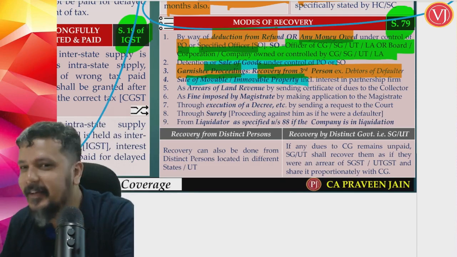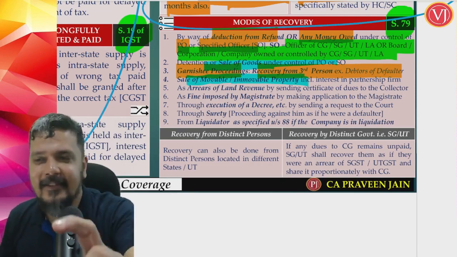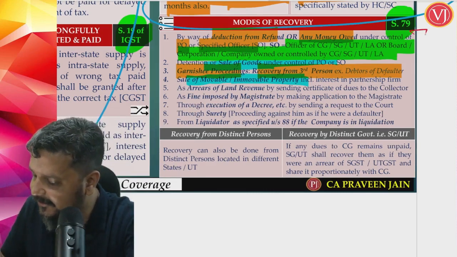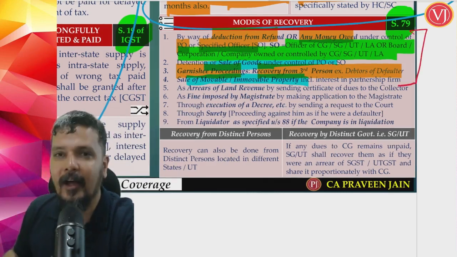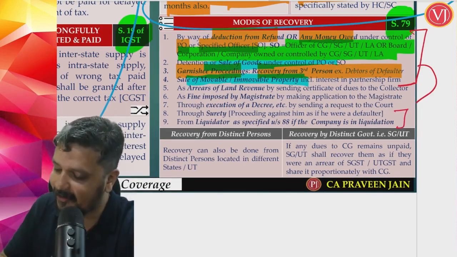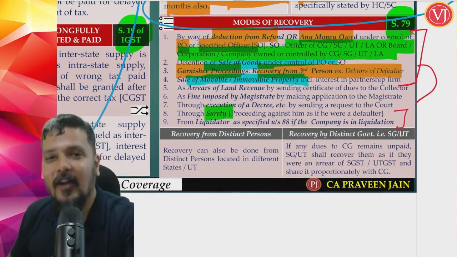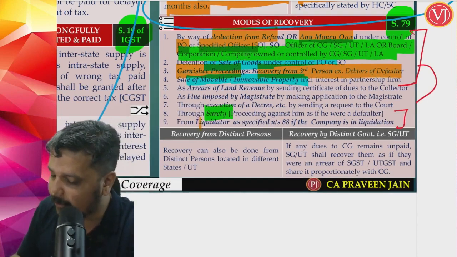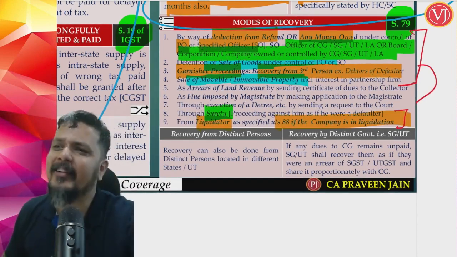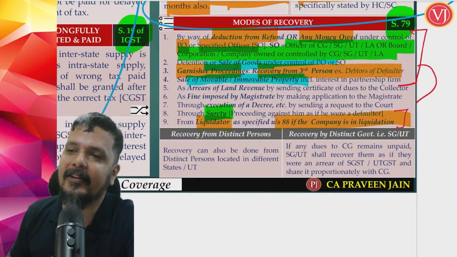If they have tried everything, if you see this point, you will find that they have tried attaching all your assets, to the extent of going to your surety, to the extent of going to the liquidator if the company is under liquidation. They try everything. They have tried everything.